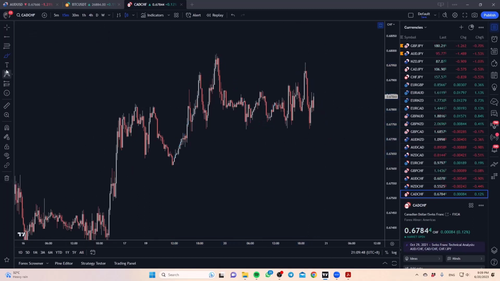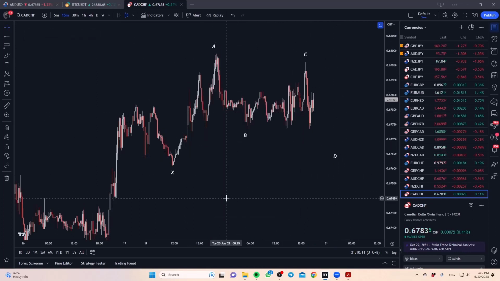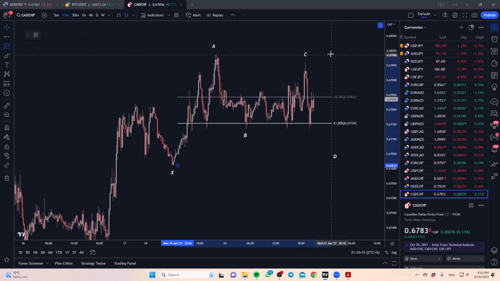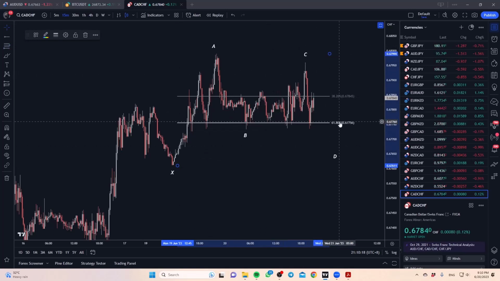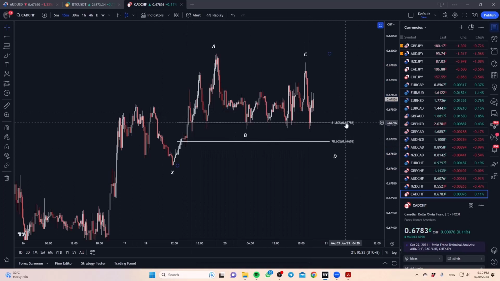So of course, I'll still put that process in just to get yourself familiar with all this, right? So we have X, A, then we have B leg here, okay, and then we have our C leg here. Okay, and of course D will be somewhere there, right? Okay, so the idea again, take fibs, measure from X to A. What we have is B here came down to 618, right? It never really touched that 786 at all, so potentially Gartley pattern is forming.